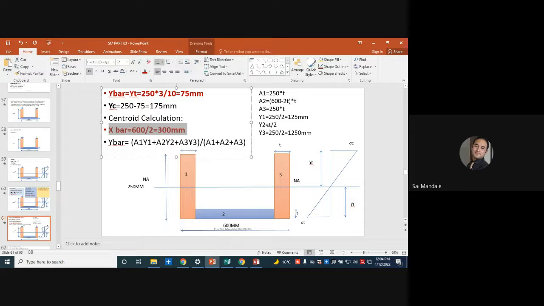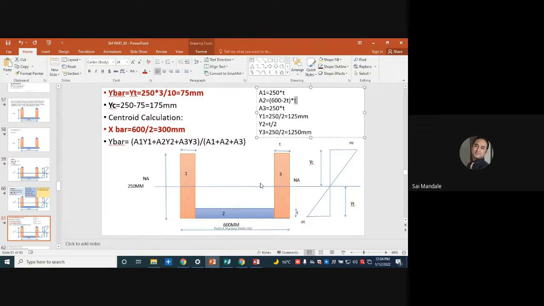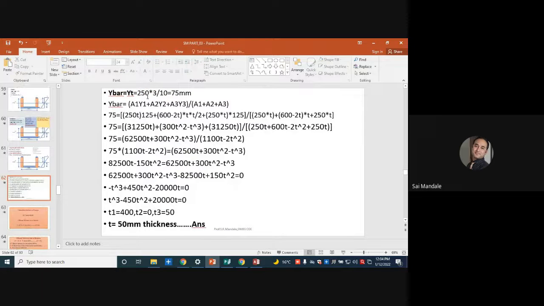So we have A1, A2, A3, and we have Y1, Y2, Y3, and we directly know the value of y bar. But in the formula, only the value of t is unknown, and our agenda is to identify the value of t. Let us move on. Y bar is equal to 75. This is the formula for y bar, and these are the terms that we already know.